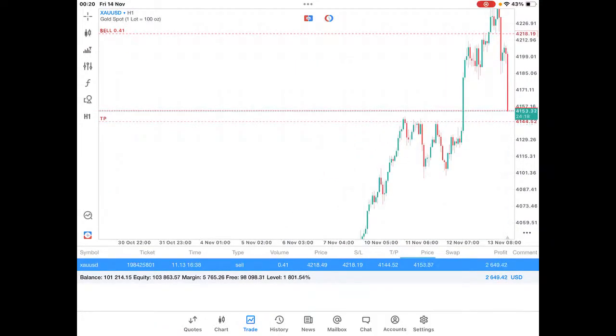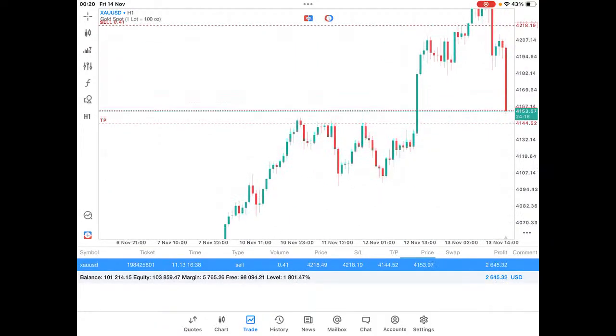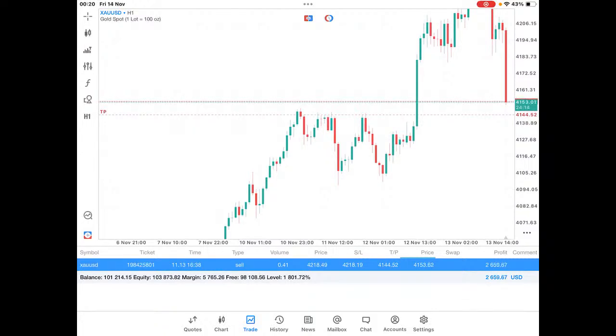And I don't know what is happening to gold. It moves anytime. No solutions required. Okay, I'm currently 2700 up. I think I might close this position and I'm going to sleep.